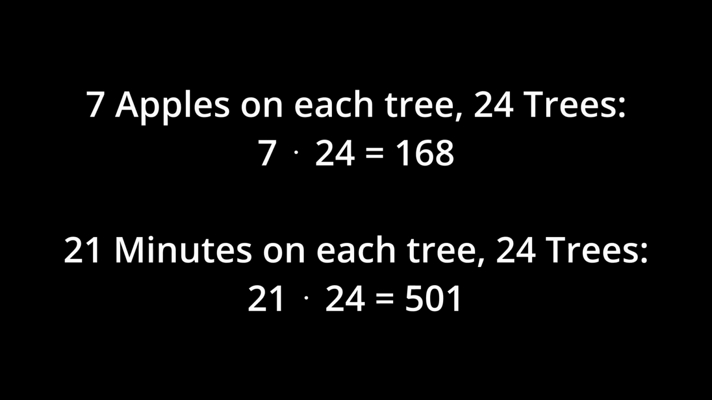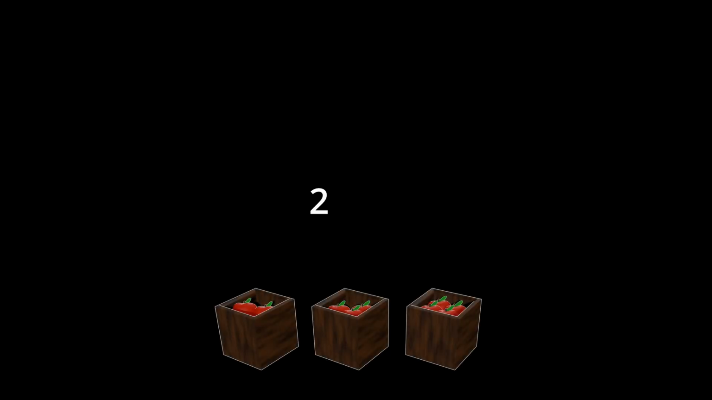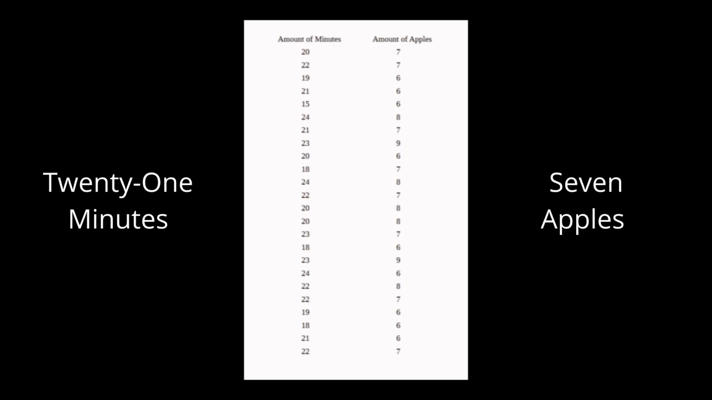So the results I got are the same as they would be if every tree had 7 apples and took 21 minutes to gather from. I think this is another process that I should have a name for. I'm taking a bunch of numbers and trying to make them all the same as each other. So I'll call it averaging and say that the result I get is an average. The average of 2, 3, and 4 is 3. The average of 16, 18, and 20 is 18. And the average of all these numbers are 7 and 21.